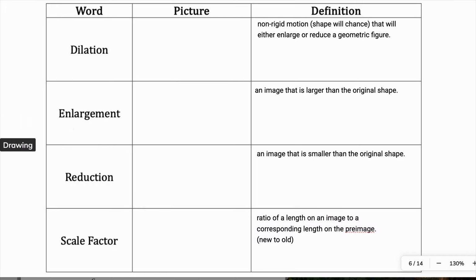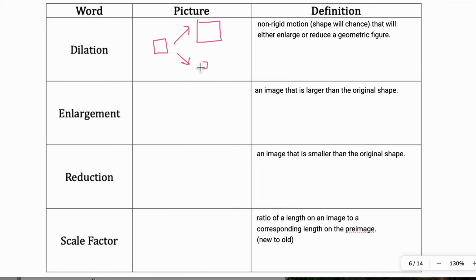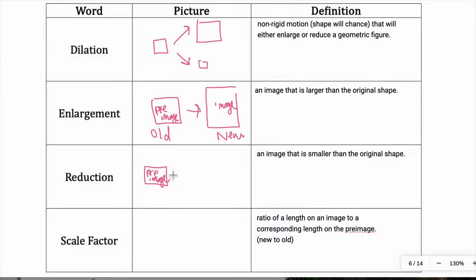Okay, so some pictures if you wanted to draw. A dilation just means we're changing the size and shape. So we can either get larger or we can get a lot smaller. An enlargement is when you take your original, which is your pre-image, and make it larger than the original one. So when you look at it, this is your new, and this is your old. A reduction is when you take your pre-image and you make it smaller for your image.